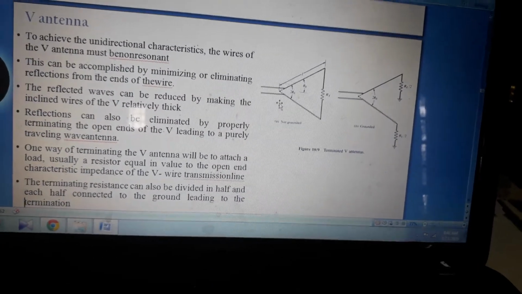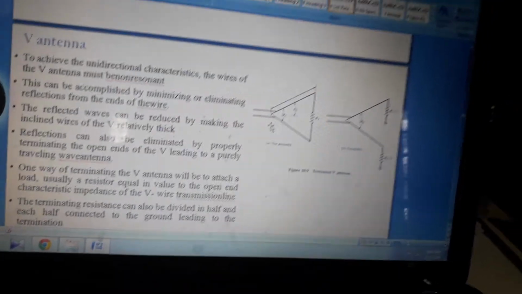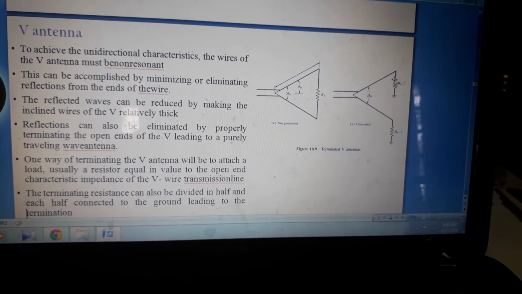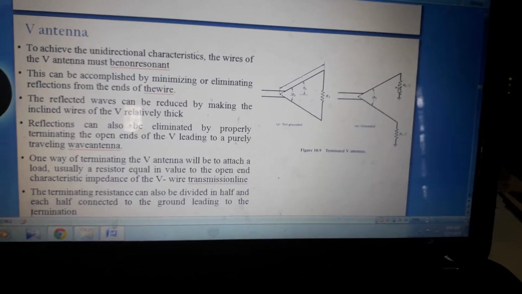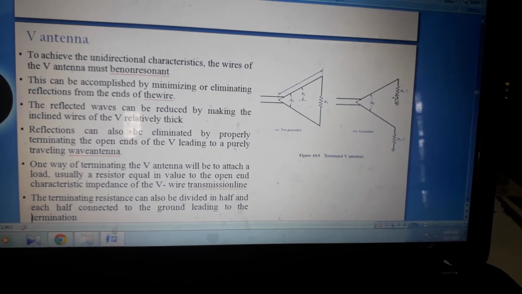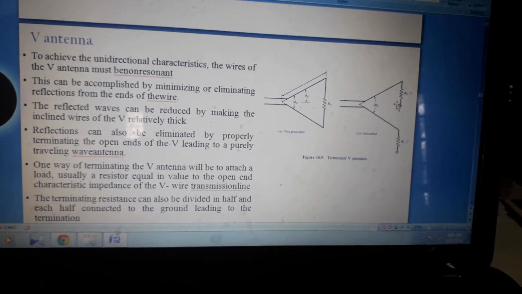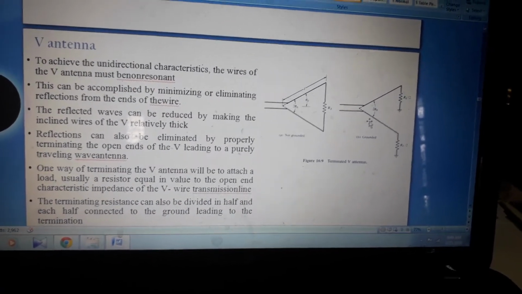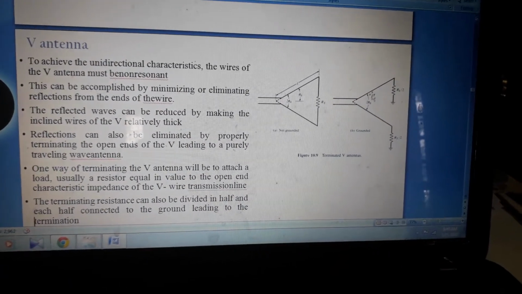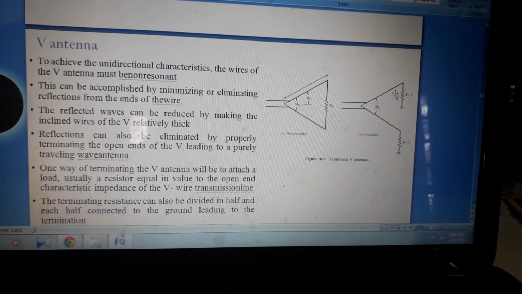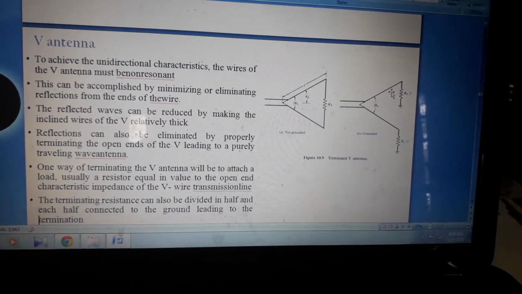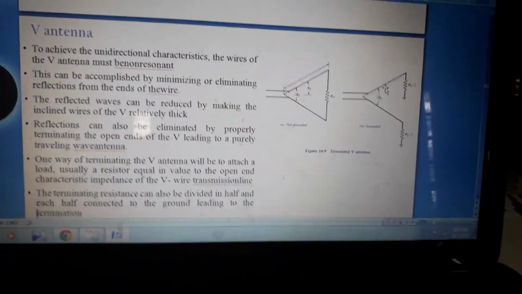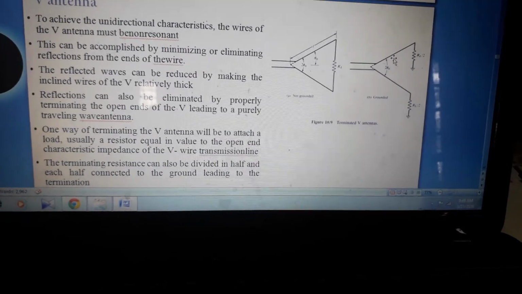One way of terminating the V antenna is to attach it to a load. Here we can see the termination of this V antenna can be done by attaching it to a load, usually a resistor equal in value to the open end characteristic impedance of the V wire transmission line. The resistor value should match the open end characteristic impedance value of the V wire transmission line.